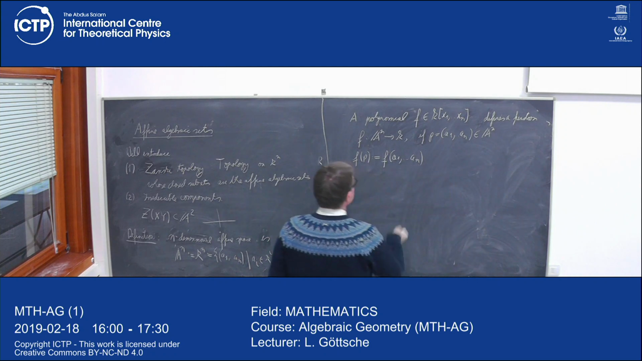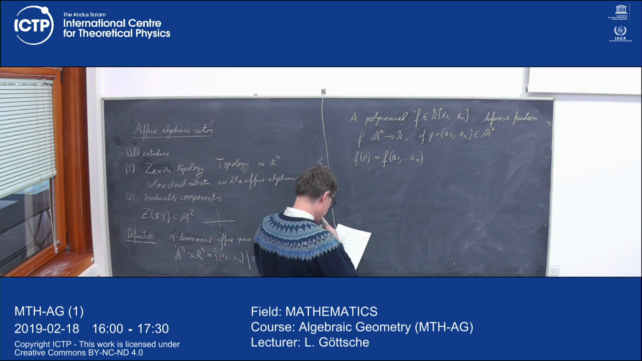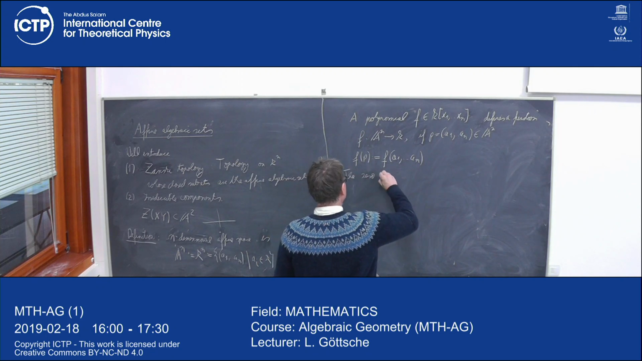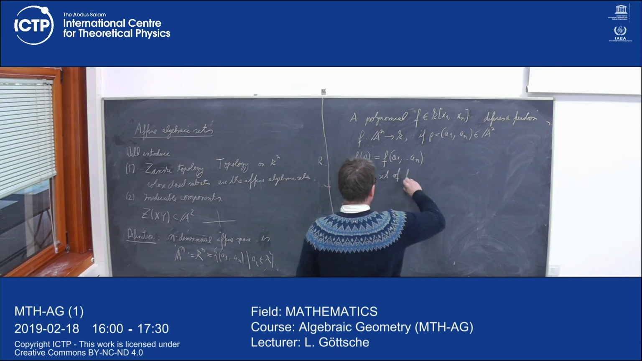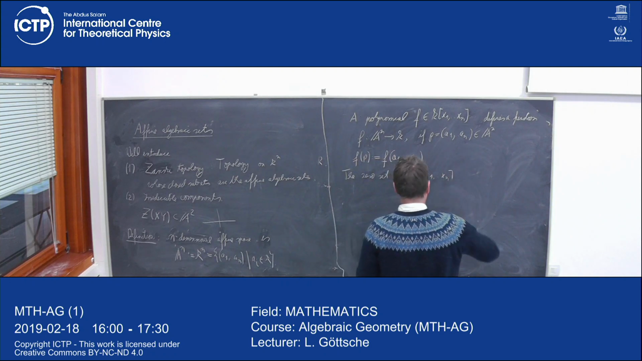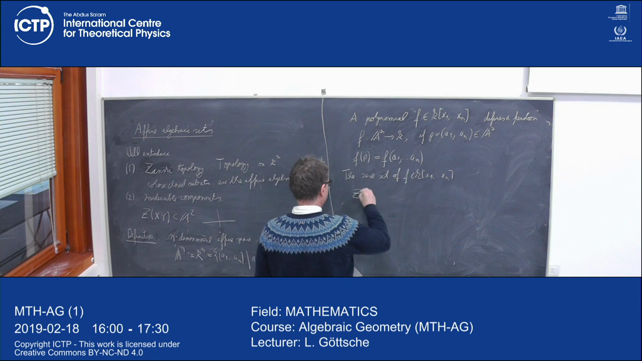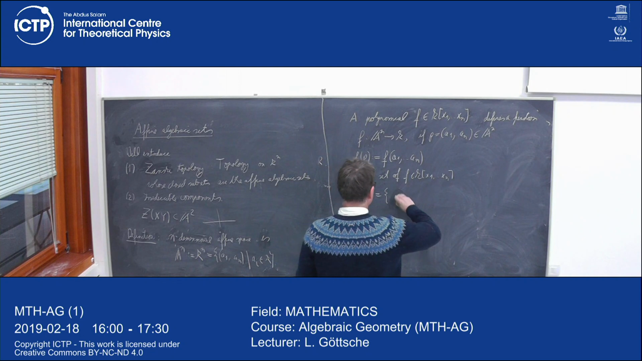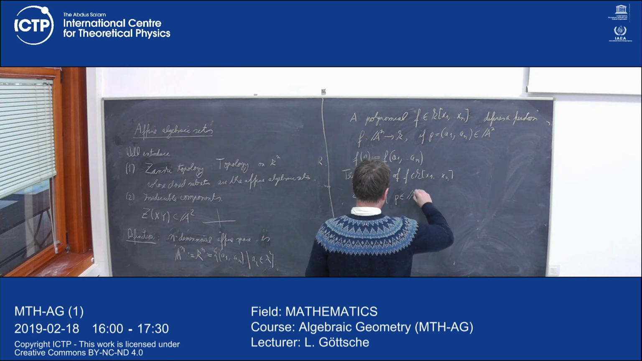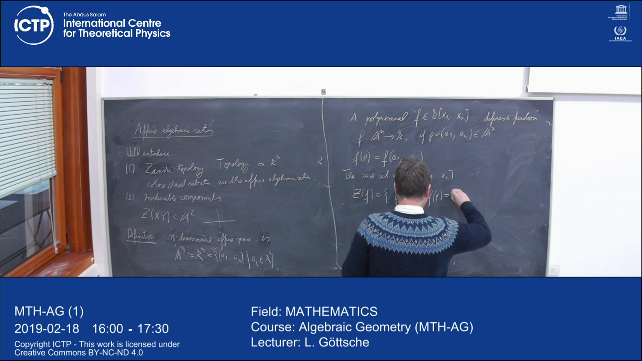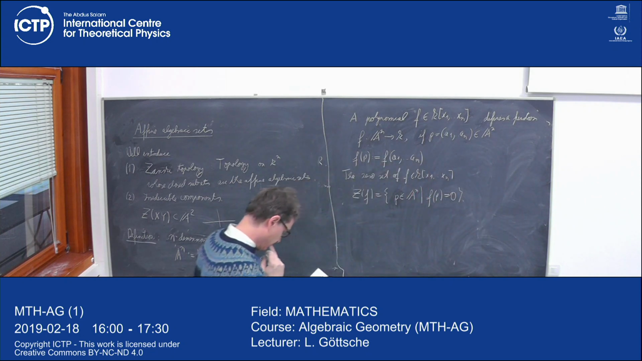Okay, so obviously this is a nice function. We can talk about the zero set. So the zero set of f, we give a name to it, Z(f), which is obviously the set of all points p in A^n such that f of p is equal to 0. Not a big mystery here.